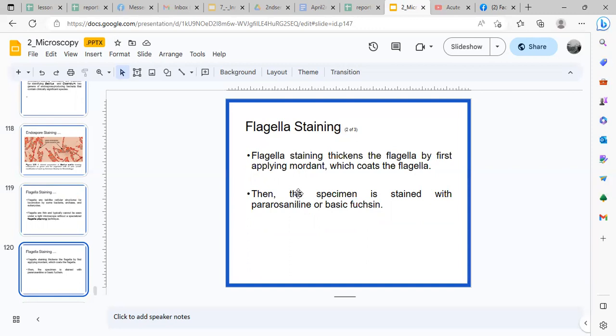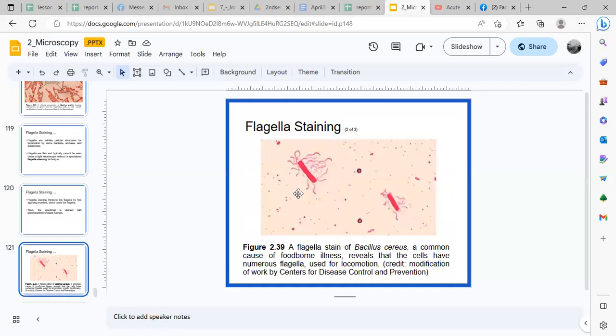So what you want to do is make the flagella thicker. So you apply a coat. This is a mordant. So this coats the flagella, and then you add pararosaniline, or you can use basic fuchsin. Okay, so in this technique, kitang-kita yung flagella ng Bacillus cereus. Okay?